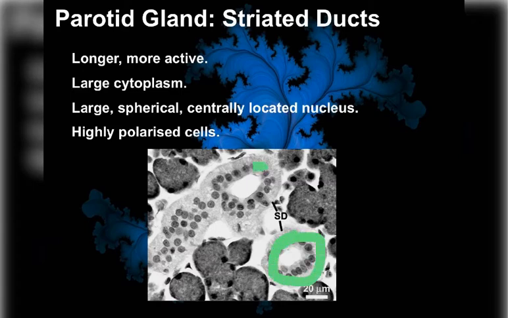These are striated ducts in the parotid. See, the nuclei are almost centrally located. They have a wide lumen. They have a substantial amount of cytoplasm. That's why they appear lighter.